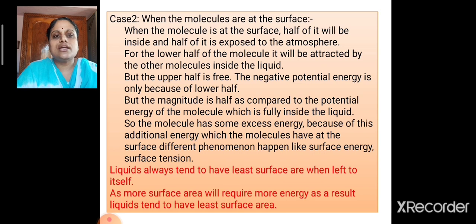Because of this additional energy which the molecules have at the surface, different phenomena happen, like surface energy and surface tension. It is because of this surface energy that liquids always tend to have the least surface area when left to themselves, as more surface area will require more energy, and as a result liquids tend to have the least surface area.